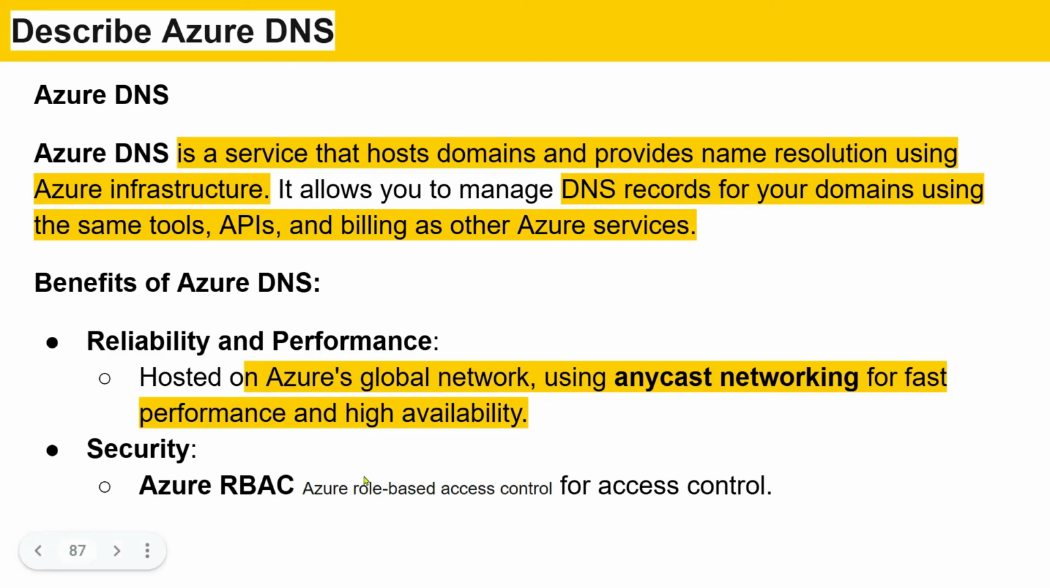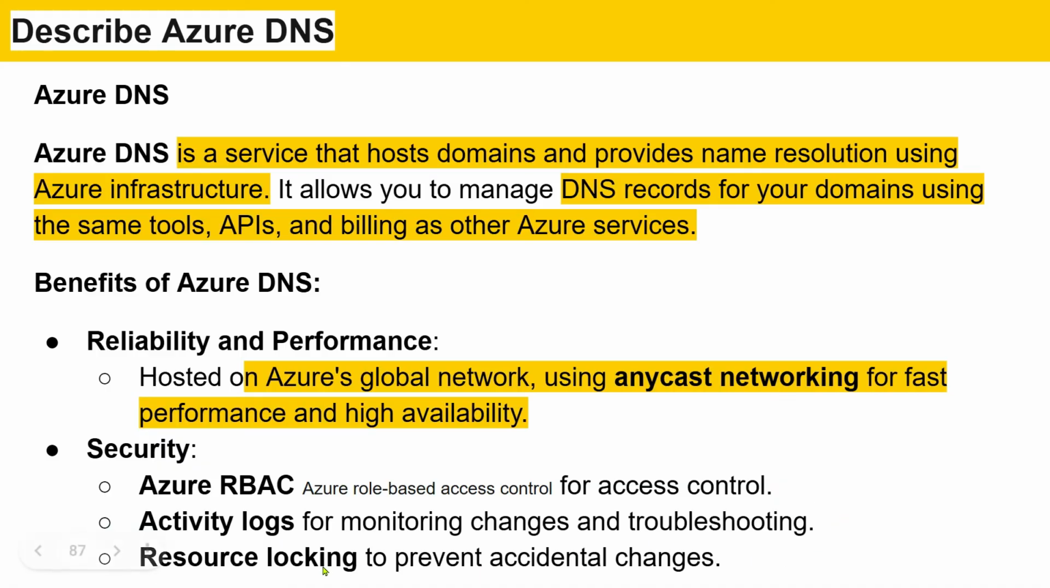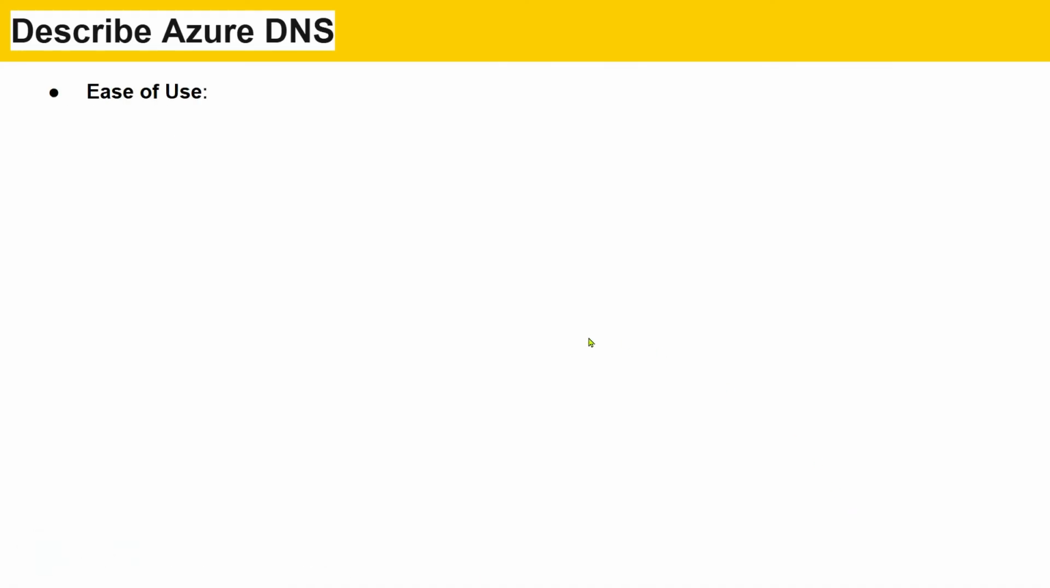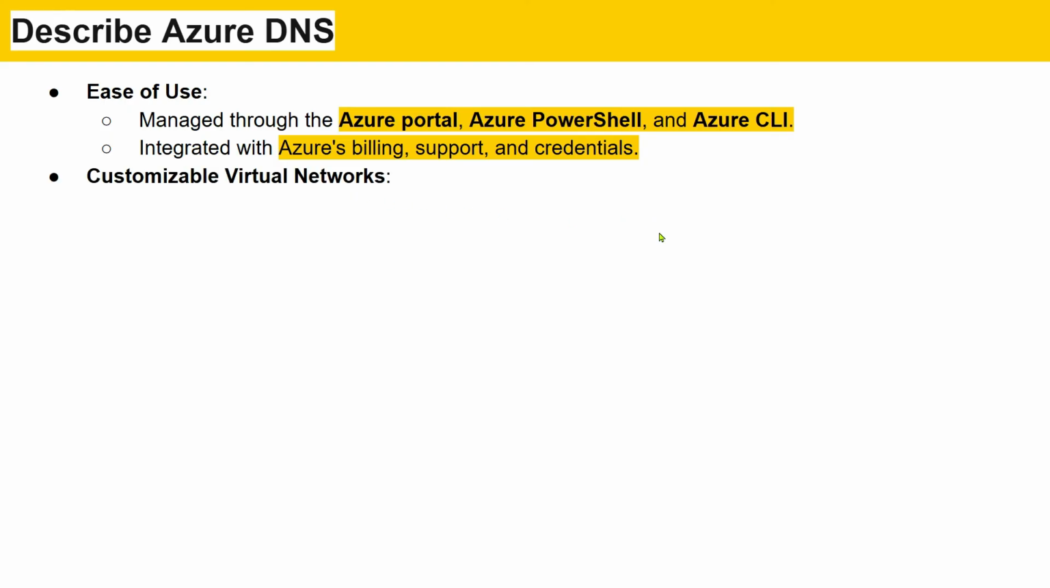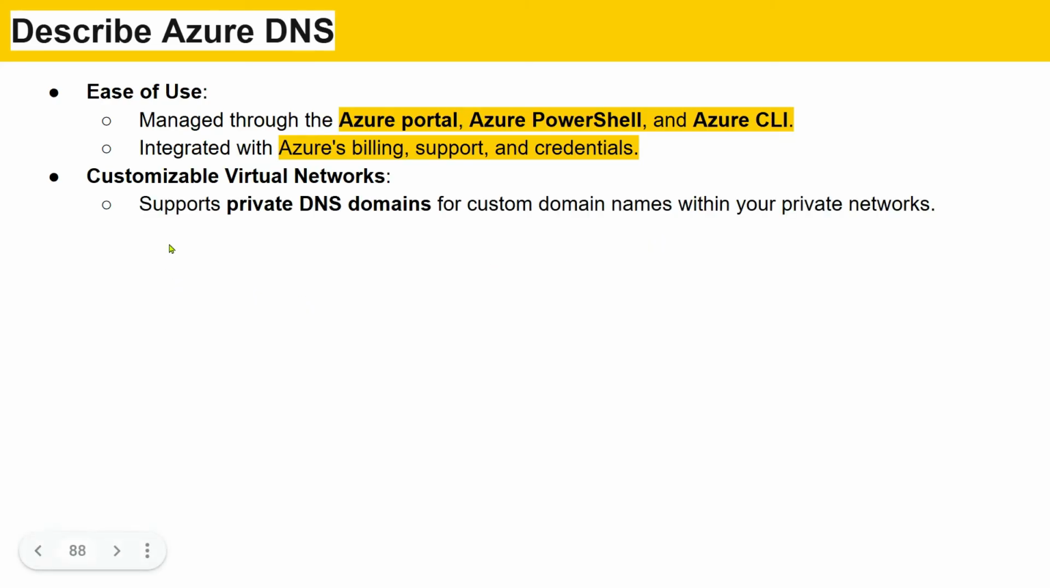Azure RBAC means Azure Role-Based Access Control, activity logs for monitoring, resource locking to prevent accidental changes. All these things are part of the service. Ease of use: managed through Azure Portal, Azure PowerShell, Azure CLI. You have all different options. It is integrated with your Azure billing support, and you have credentials. Customizable virtual networks you get. It supports private DNS domains for custom domain names within your private networks. Okay. So all these features with the domain naming service, you get it.